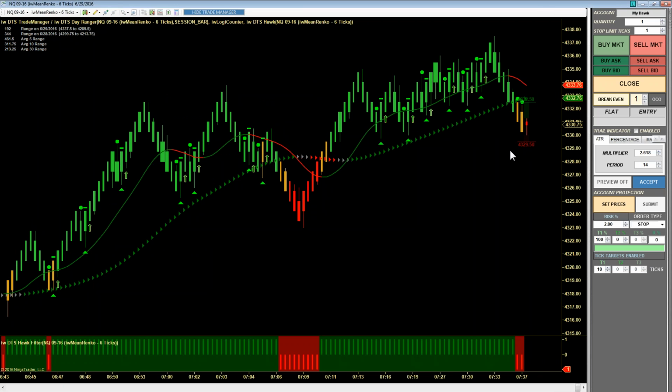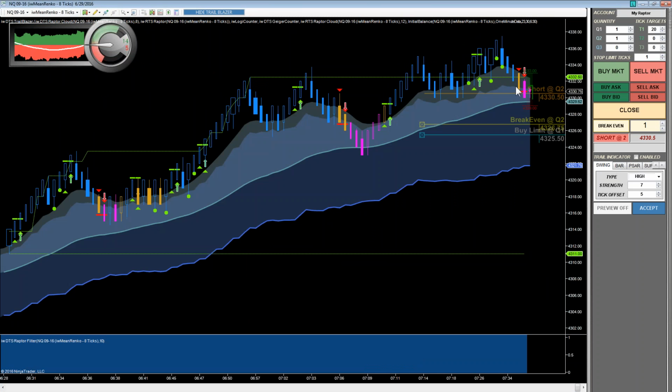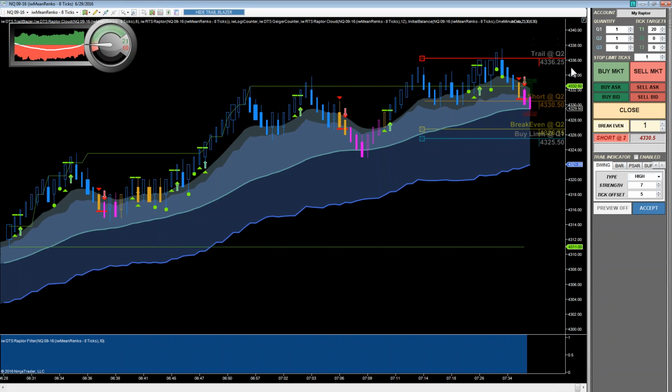All right, we're working a possible red bar buy here that we may be able to short if we get the signal. Oh, we got the sell signal here, the soft edge sell signal here on the Raptor that I've been waiting for. And what I'm going to do is keep my stop just above the high.